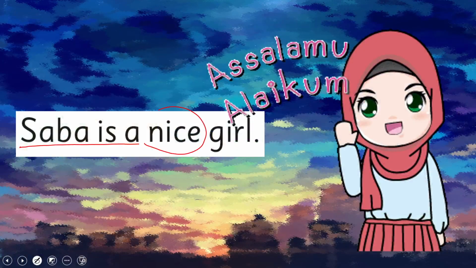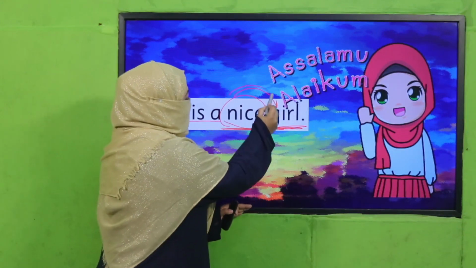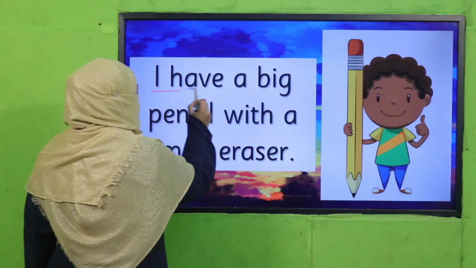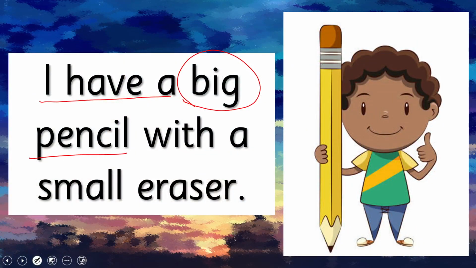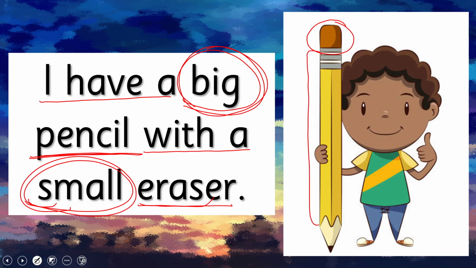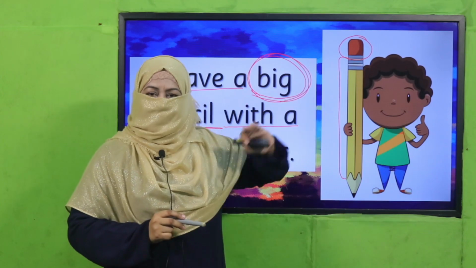Saba is a nice girl. Now, this nice is telling us the quality of this girl. How is she? She's nice. So, this describing word is telling us something about this girl, right? I have a big pencil with a small eraser. Now, big is telling us the size of the pencil and small is telling us the size of the eraser. Now, we can imagine how the pencil is. It's a long pencil with a small eraser.